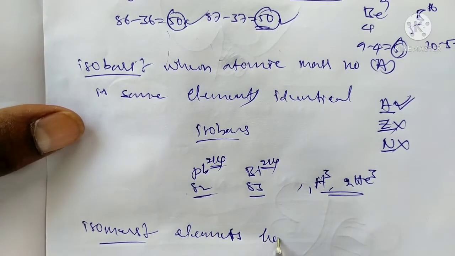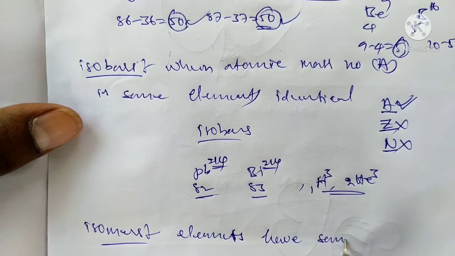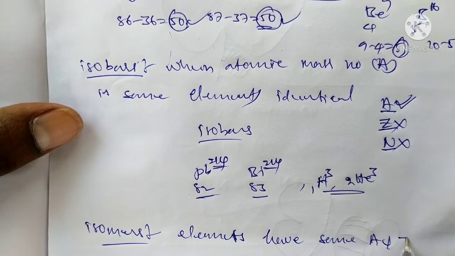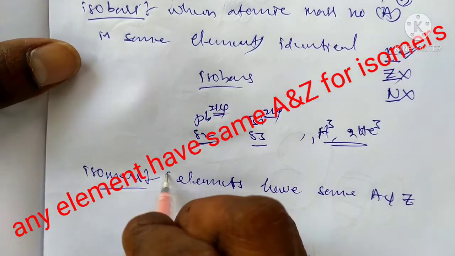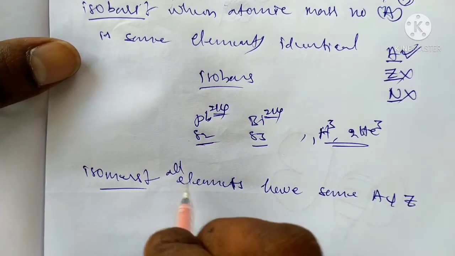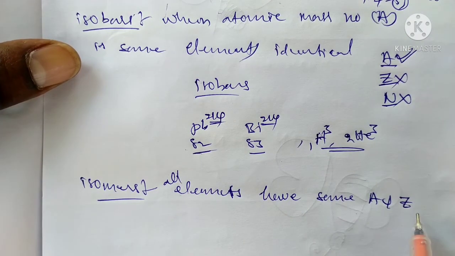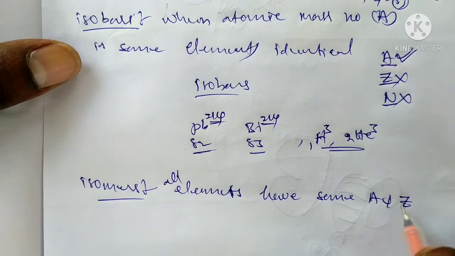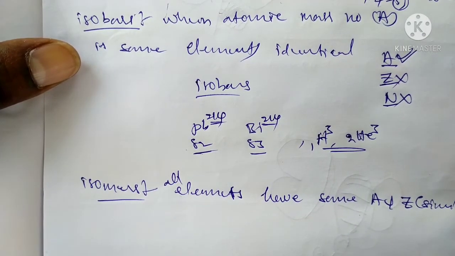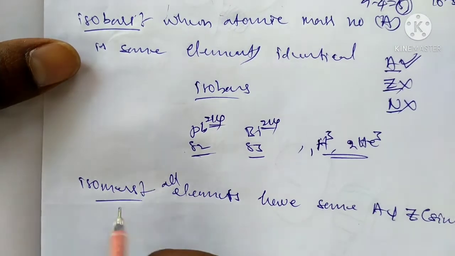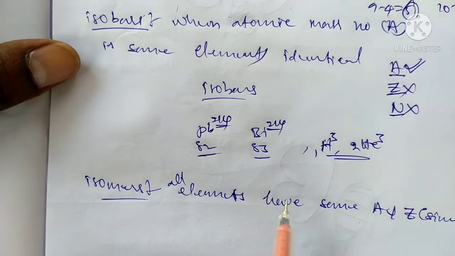Elements having the same A and Z. Okay, all elements or any elements having the same atomic mass number and the same atomic number, this type of elements is called isomers. Okay, isomers: iso means similar.